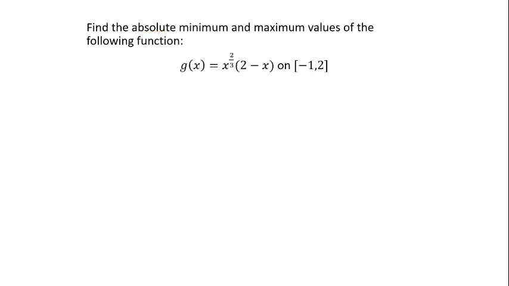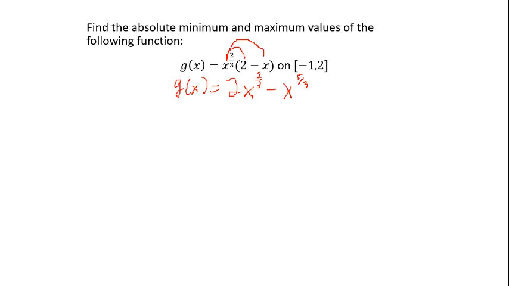Now, for this next one, we're going to take this function and find its absolute extrema on the closed interval -1 to 2. Because finding absolute extrema involves critical points, which involves derivatives, I really don't want to use product rule right now. So I'm going to distribute this x to the power of 2/3 so that I don't have to use product rule. What that gives us is 2x to the power of 2/3 minus, adding the powers, x to the power of 5/3.